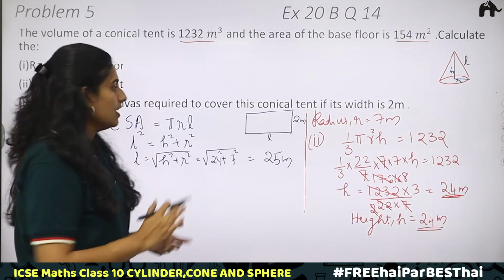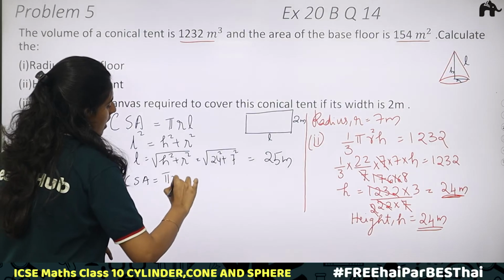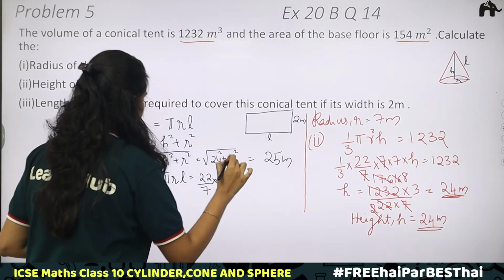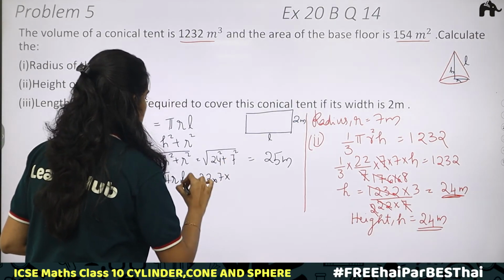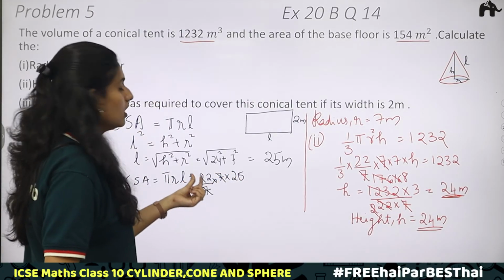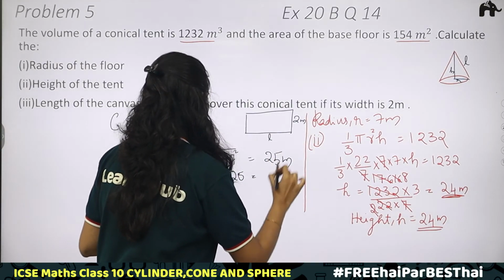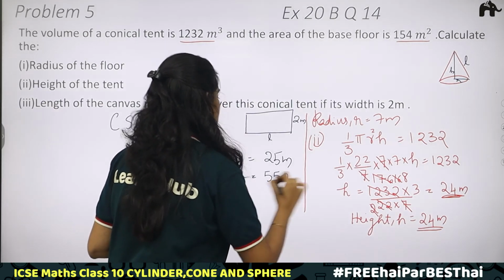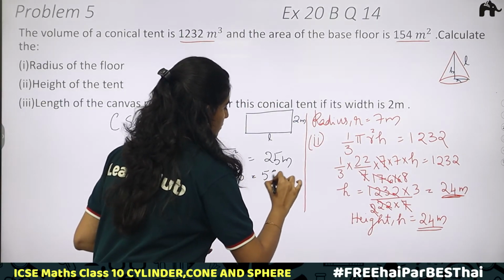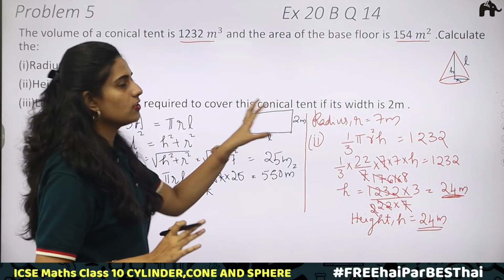We got the slant height. Now we can find the curved surface area. Curved surface area will be equal to pi r L, that is 22 divided by 7 into radius 7, into slant height 25. Cancelling 7 and 7, 25 into 22, that is equal to 550 meter square. Okay, so this is the curved surface area of conical tent.